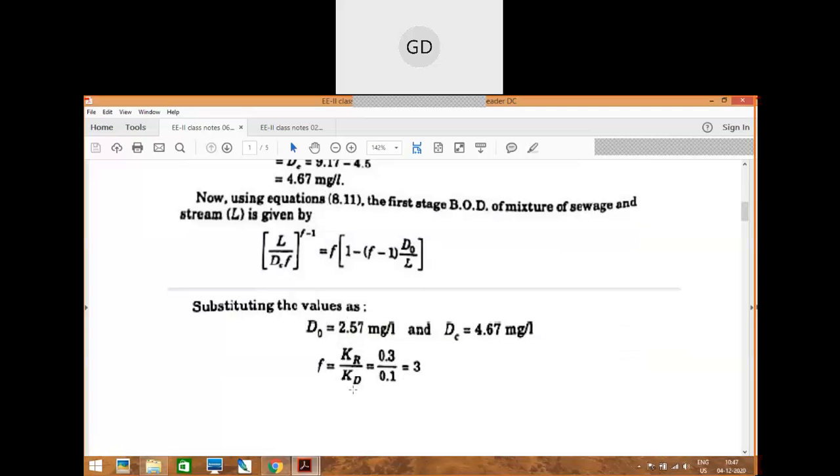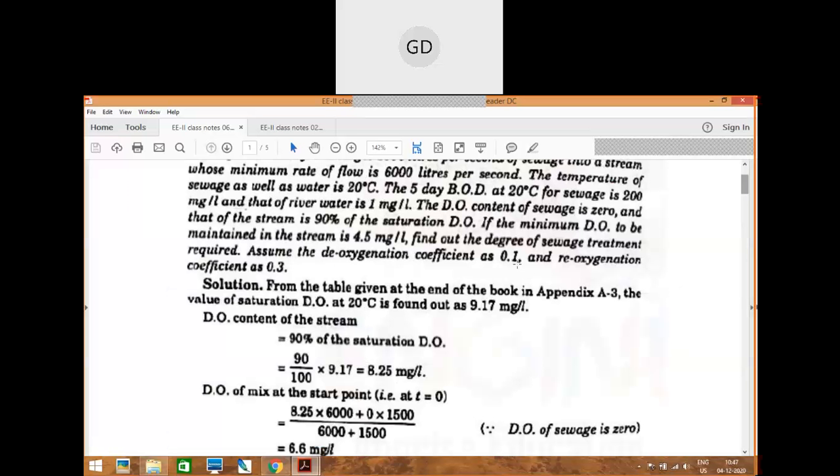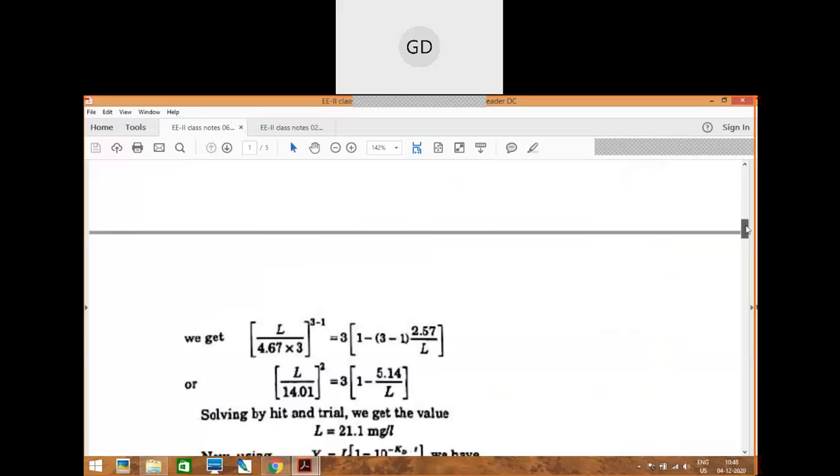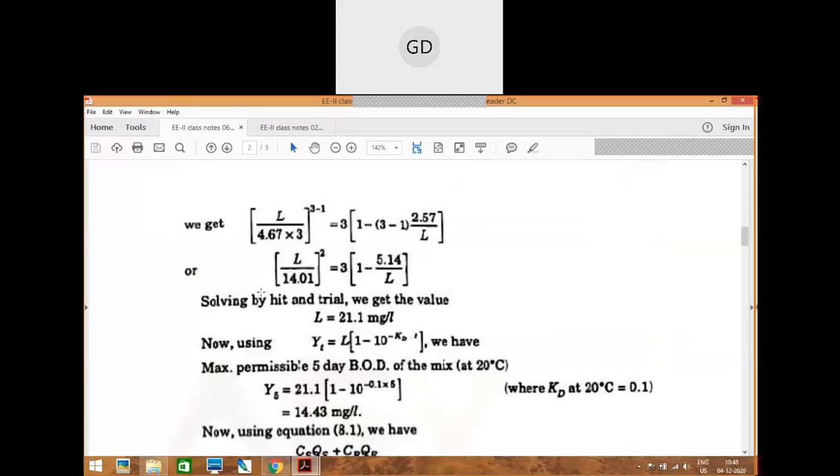If you read the derivation once, you will get this ratio. So it is KR by KD, and the value is also given in the question: assume the deoxygenation coefficient as 0.1 and the reoxygenation coefficient as 0.3. So you have every value now, and you just need to put it in this equation and solve it by the trial and error method. After solving you will get the value of capital L, that is your BOD, equal to 21.1 milligram per liter.